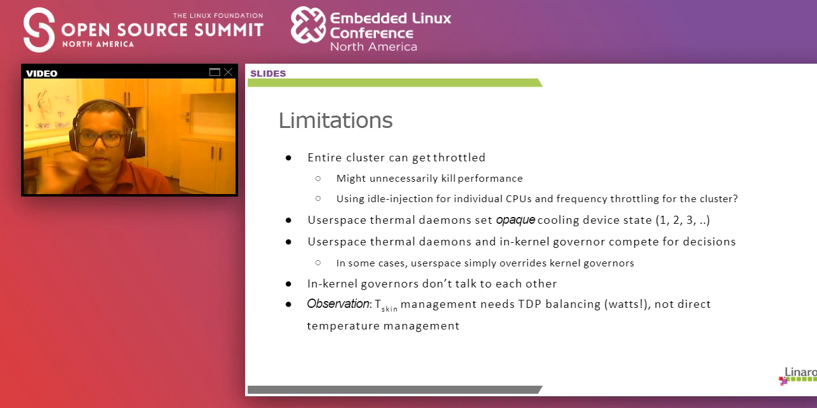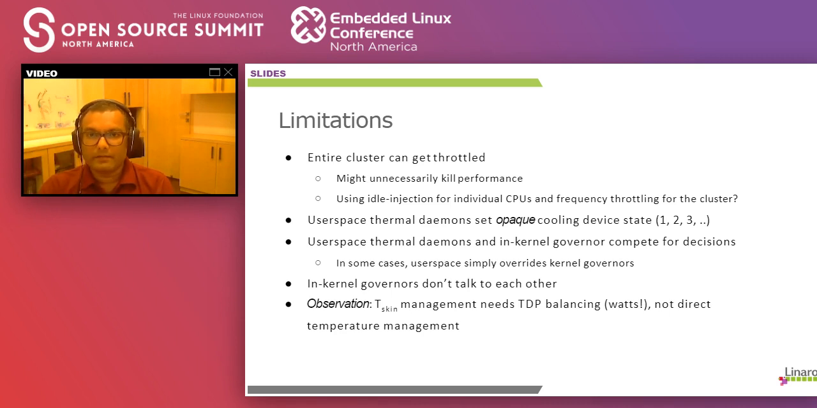The other limitation currently is that the user space daemons and the in-kernel governors are competing for decisions. So in a lot of cases, the user space might simply override the kernel governors and confuse them. If you have something like a PID controller in the kernel, it might get completely confused because the user space just randomly programmed the cooling device state for a certain device, and now the in-kernel governor needs a while to catch up with that.